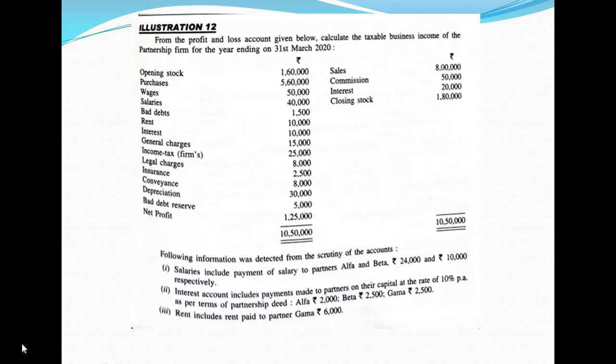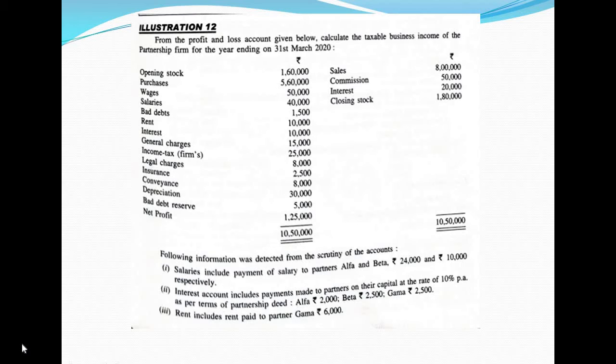Then you have to add back all the inadmissible expenses. So if you look at the debit side of the profit and loss account, the inadmissible expenses will be the income tax. Then we'll have depreciation and bad debt reserve. But now if you look at adjustment one, it says that salaries include payment of salary to partners Alpha and Beta, rupees 24,000 and rupees 10,000 respectively. So from the total salary of rupees 40,000, it includes payment of salary to Alpha 24,000 and Beta rupees 10,000. So this will be an inadmissible expense.